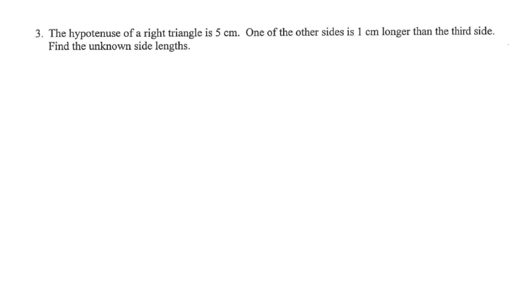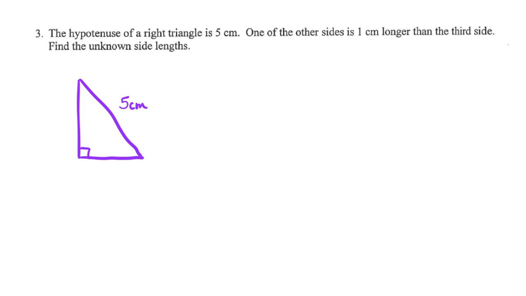Okay, we're back. So you're working your way through. I'm going to draw my diagram. It says the hypotenuse of a right triangle. So I'm going to draw a right triangle. There we go. The hypotenuse is 5 centimeters. One of the other sides is 1 centimeter longer than the third side. Find the unknown side lengths.